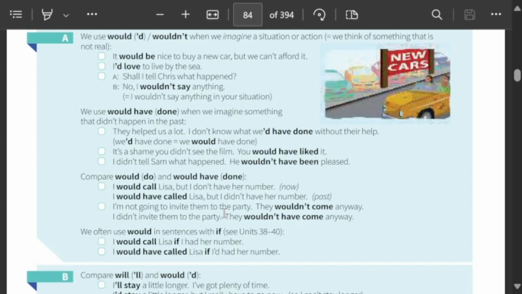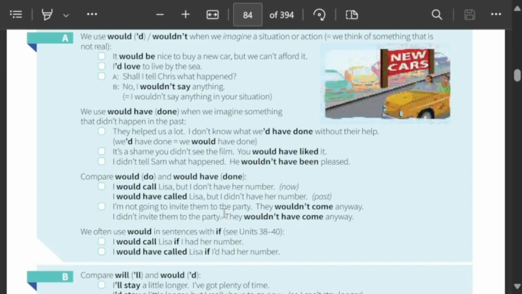Next point, compare would do and would have done. I would call Lisa, but I don't have her number. Now, you see, in the present. I would call her, but I don't have her number. If I had her number, I would call her. Right now, not in the past. If I had. Okay?